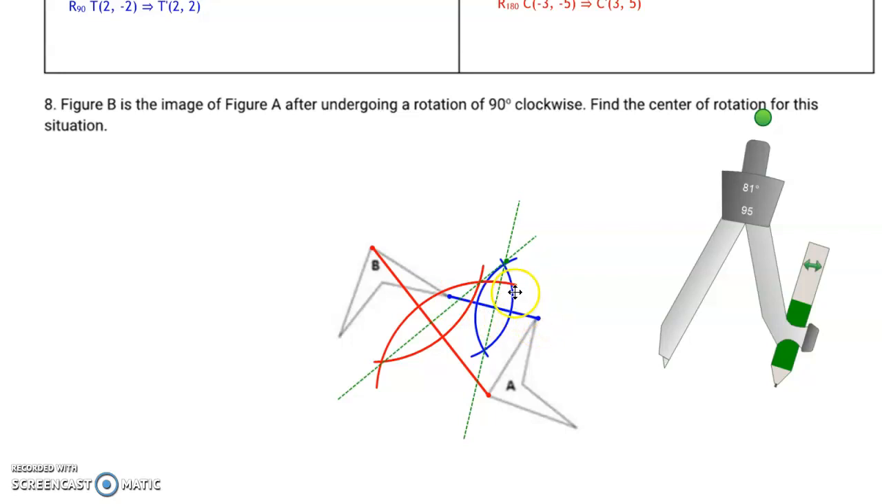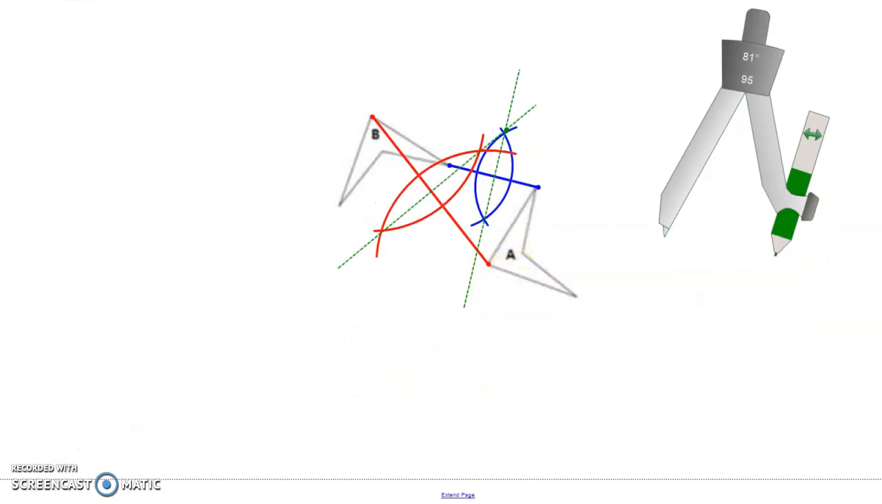I'm connecting them with a straight line, making another perpendicular bisector. Where those perpendicular bisectors meet is the center of rotation, which means it's rotating around this point. And it should make sense because it looks like the arrow starts here and flies around this way. It looks like it's connected back to this point. All right, that's the end of that problem set.